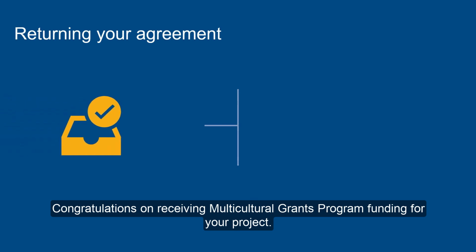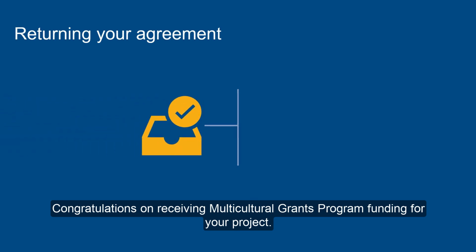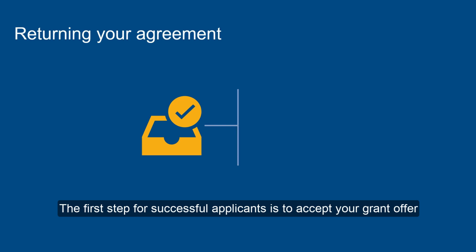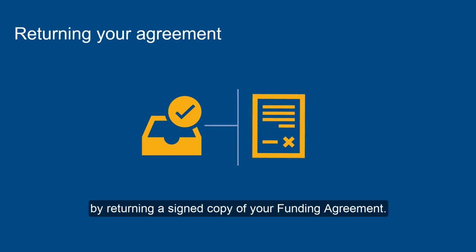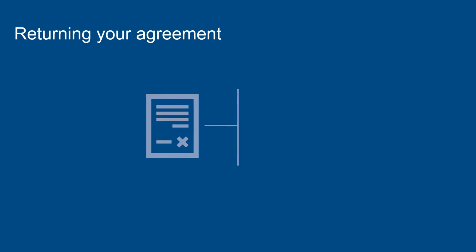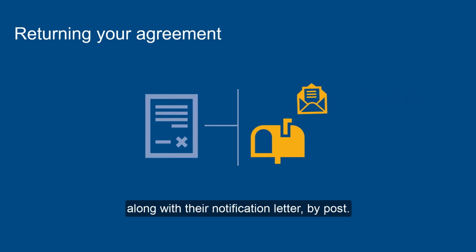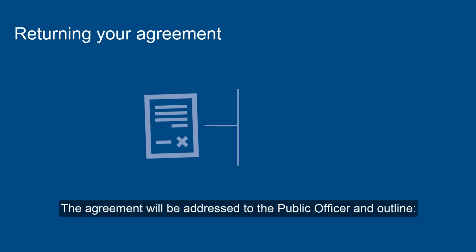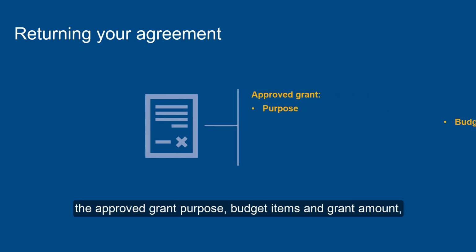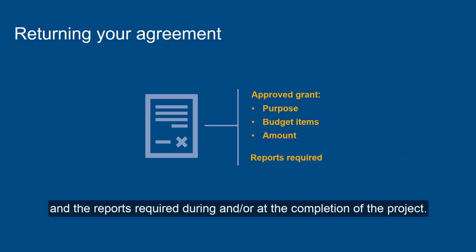Congratulations on receiving Multicultural Grants Program funding for your project. The first step for successful applicants is to accept your grant offer by returning a signed copy of your funding agreement. Successful applicants will receive a physical copy of their funding agreement, along with their notification letter, by post. The agreement will be addressed to the public officer and outline the approved grant purpose, budget items, and grant amount, and the reports required during and/or at the completion of the project.